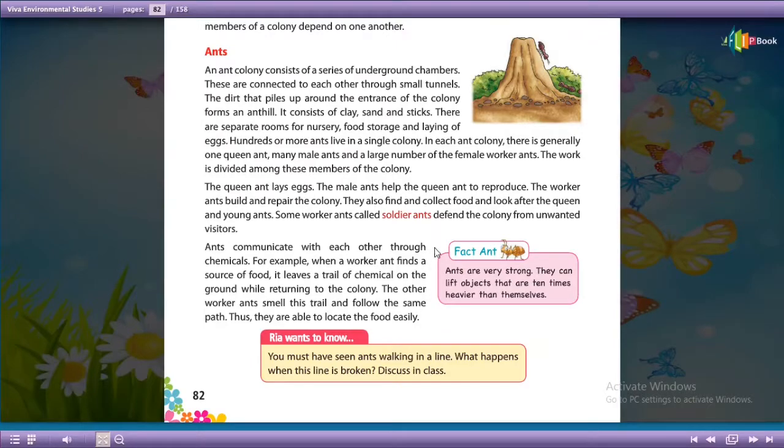Now let us see the fact about ants. Ants are very strong. They can lift objects that are 10 times heavier than themselves. So you must know it, boys. Ants are very strong. Compared with their size, they are very strong, boys. They can lift objects that are 10 times heavier than themselves.